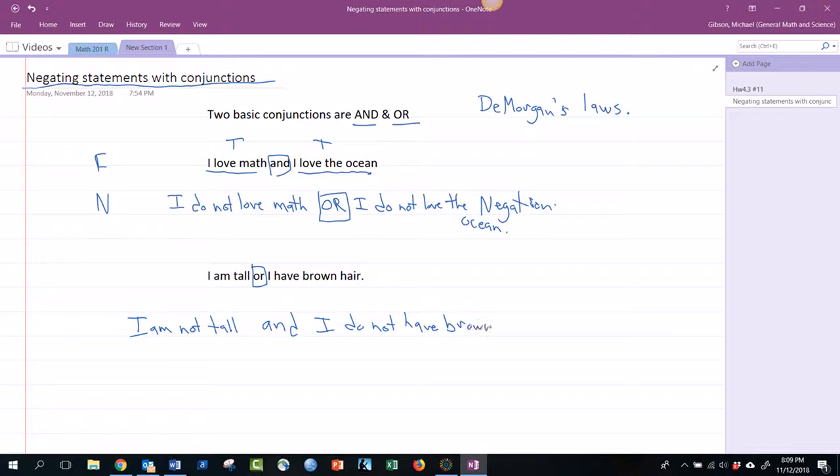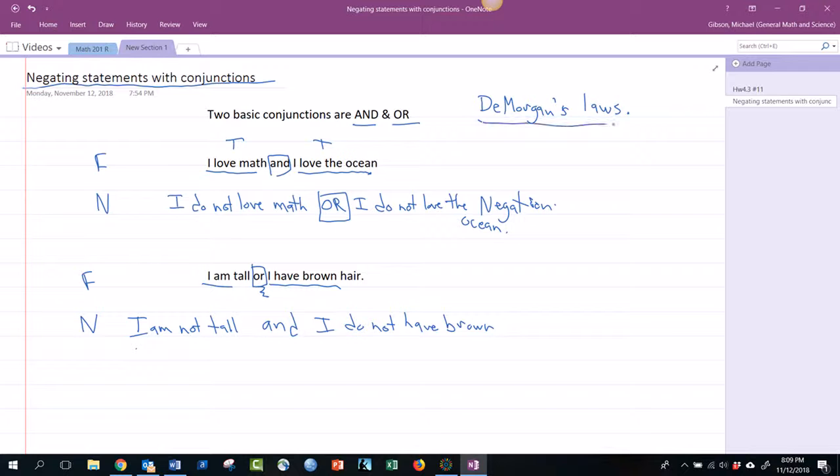So for the or statement to be true, either of the statements that it connects needs to be true. Either one of them can be true, or both, and the whole thing is true. So to make this false, both of these original statements have to be false. That's what the negation does. I am not tall and I do not have brown hair, right? The negation makes the original statement false. That's the way it's working practically.